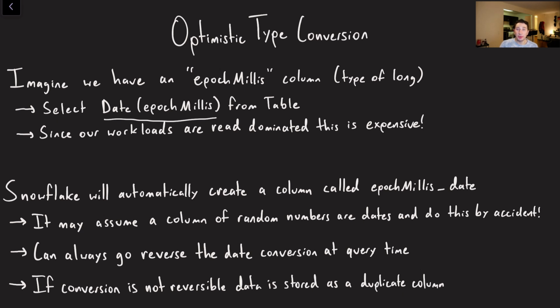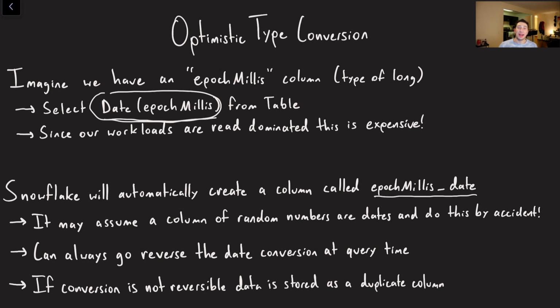So we have a bunch of read-dominated workloads, right? Like any data warehouse is being read a lot more than it's being written to. And so this conversion is being run a bunch of different times, and it's just wasting a bunch of compute. What would be easier is if we could actually just pre-compute that value. So when Snowflake detects a situation like this, it'll actually automatically create another column where we have the computed value. So epoch millis underscore date, let's say, for example.